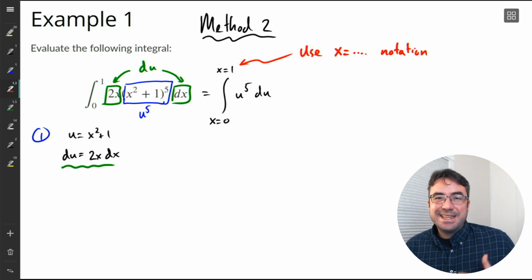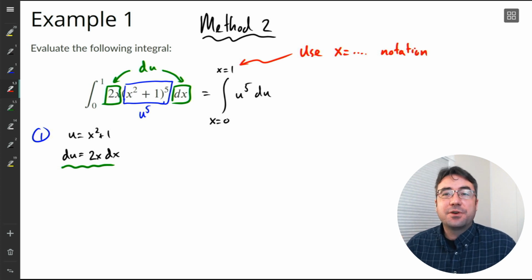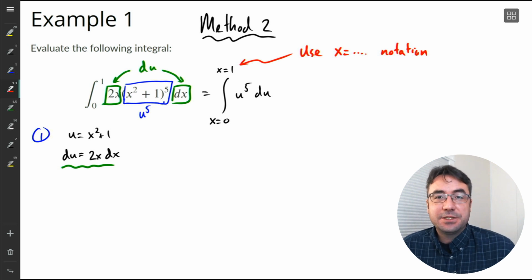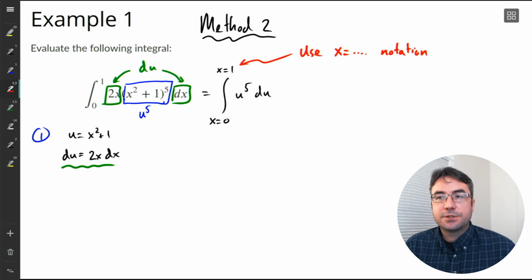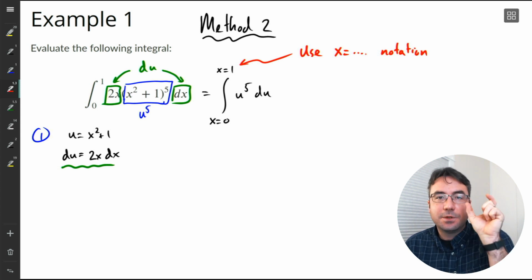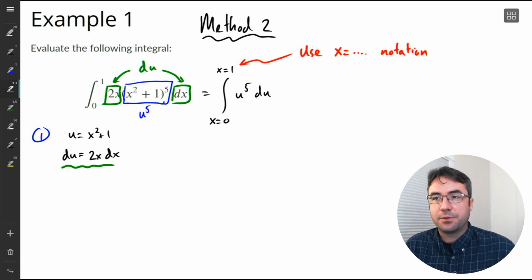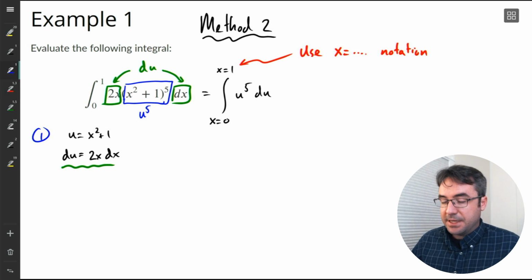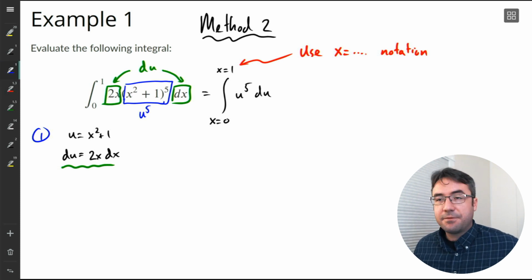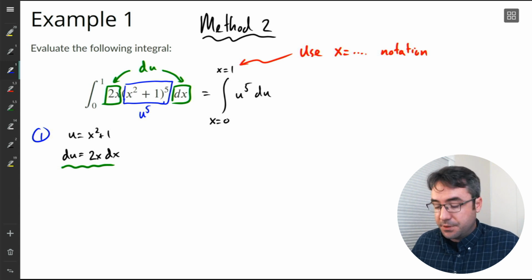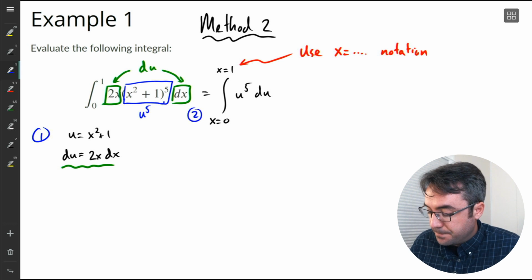If you don't, then it looks like you may have converted them into u. So we want to be super clear what we're doing. If we're not going to switch our limits of integration, we're going to write x equals for both of them. That's really the only difference here. So we have the function we're finding the antiderivative of now all in terms of u. So that's really step 2.